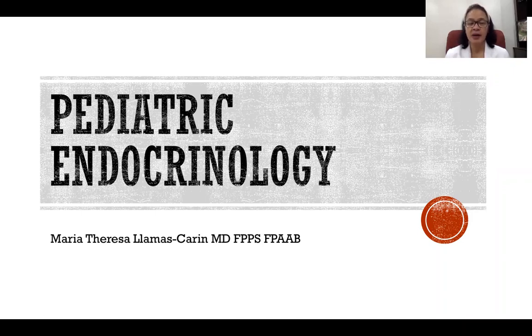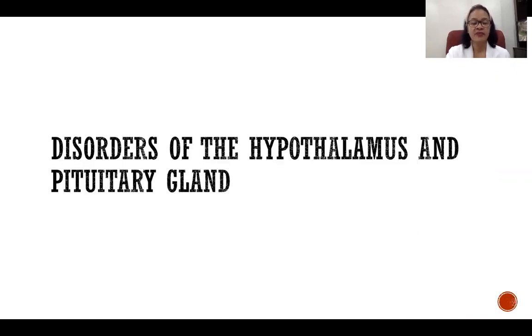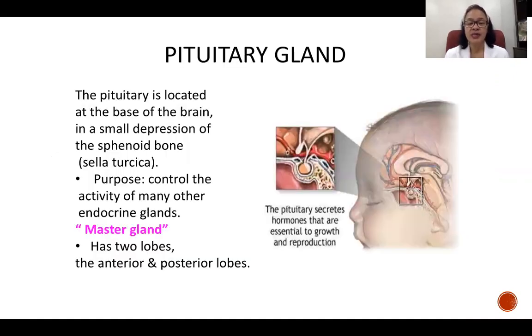So I will be discussing to you the endocrine diseases in children. So let's start first with disorders of the hypothalamus and pituitary gland. When you say pituitary gland, if you look at the anatomy of the pituitary gland, it is located at the base of the skull in a saddle-shaped cavity of the sphenoid bone. And that's what you call sella turcica. It is considered as the master gland because it has a central role in the hormonal system.